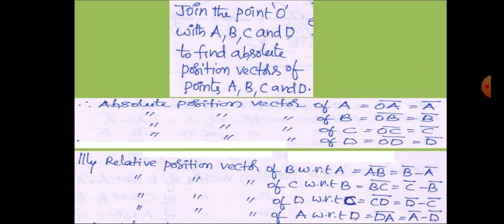Then the loop closure equation for 3 mechanisms. For that you must be thorough with the relative position vectors. Okay, this is only for the theoretical aspects.